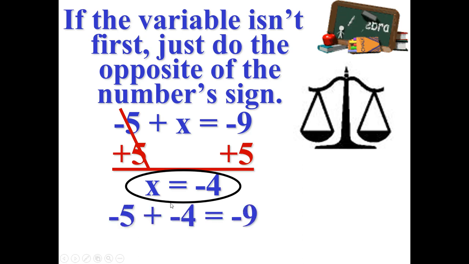And to check our answer, we can plug back in that value of x. We have -5 plus -4. Whenever we add two numbers with the same sign, we add them together and keep that sign. So we have -5 plus -4 equals -9.